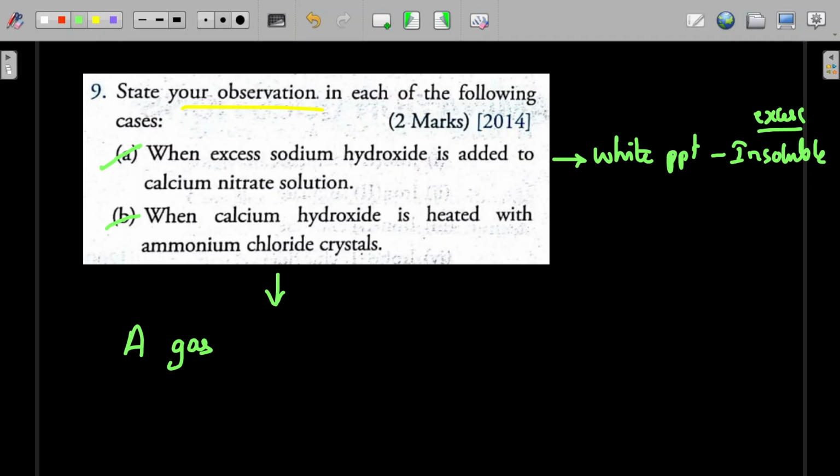You should not write the name of the gas. You have to write the observation for that. Okay. Hydrogen is released means not hydrogen. Sure, Chanvi. So, can't we just say that no PPT is formed? That will not work.